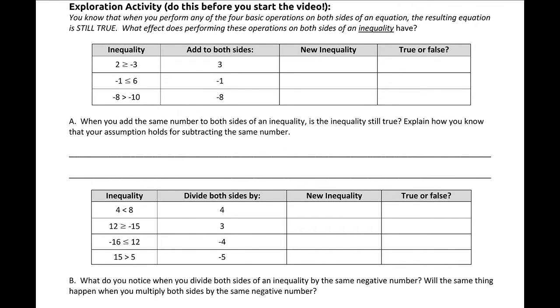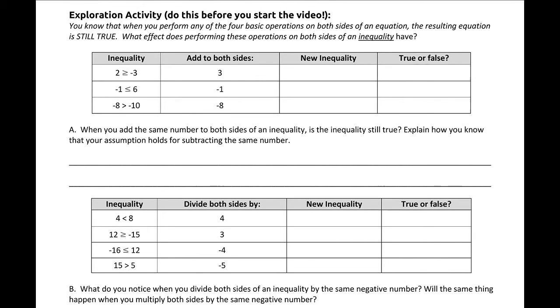Okay, so I'm assuming that you have already gone through and done the exploration activity. Let's talk about it. Let's see if what you came up with matches what I was looking for. So we know that when we apply any operation on both sides of an equation, the resulting equation is still true. So for example, let's say I had 6 plus 4 equals 10. We know that's true. Well, if I take away 4 on both sides of the equation, I now have 6 equals 6, which is also true. So if I do something to both sides of the equation, the result is still true.